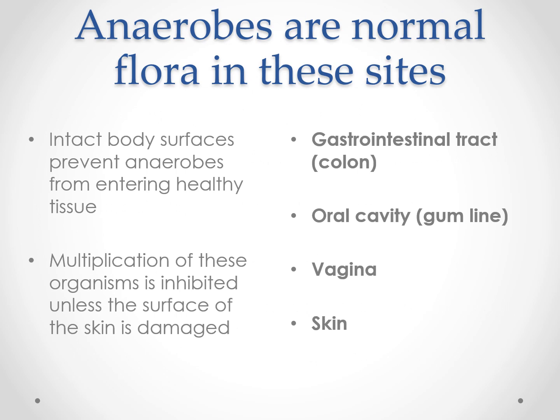So anaerobes are completely normal in some body sites, including the gastrointestinal tract, especially the colon. In fact, anaerobes outnumber the aerobes 1,000 to 1 in the colon. The oral cavity, especially near the gum line. Anaerobes are also normal in the vagina and on the skin. Intact body surfaces prevent these anaerobes from entering healthy tissues, and multiplication of these organisms is inhibited unless the surface of the skin is damaged.